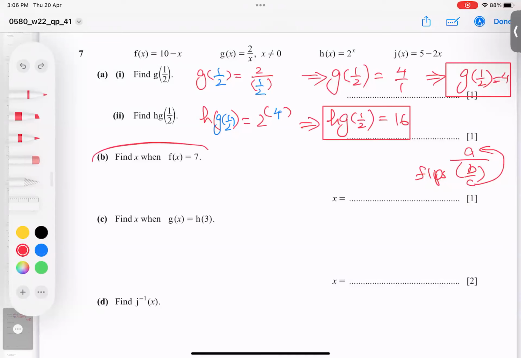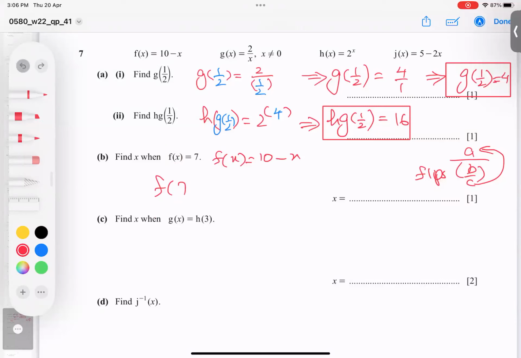How to deal with this question? First of all, as usual, I will copy the function of f. I'm copying the function of f, because this 7 is equal, not in the bracket. Some students have a misconception, they think like this. No, this 7 is not inside. 7 is equal to that.